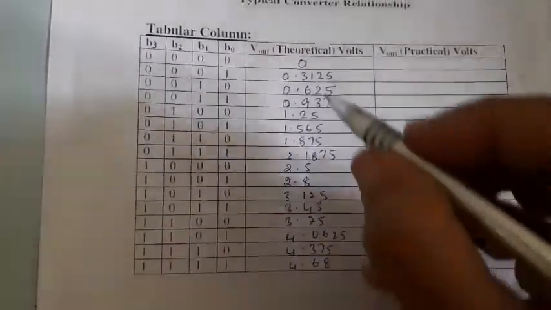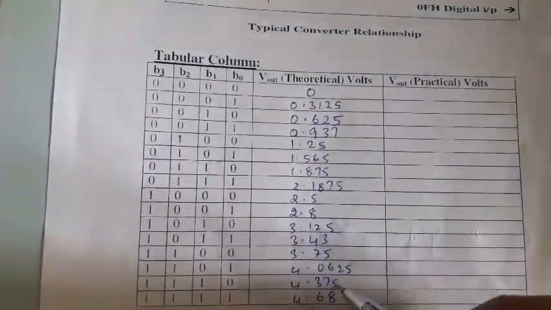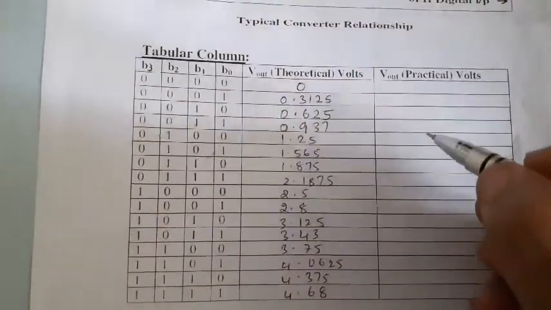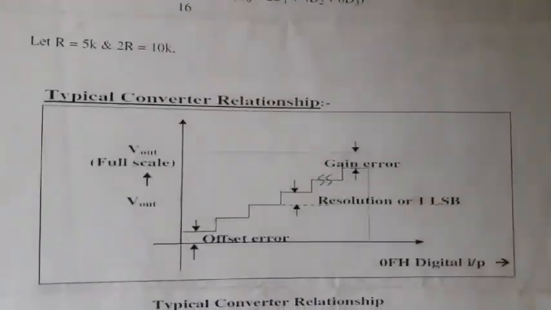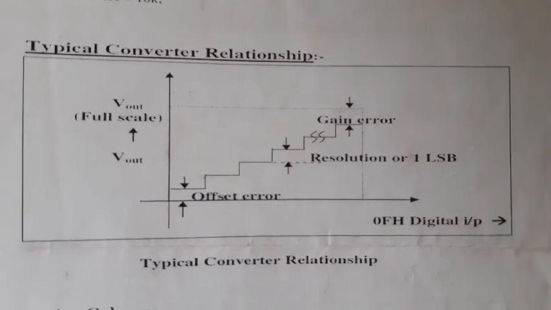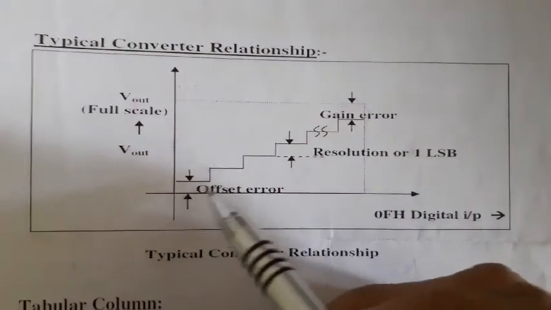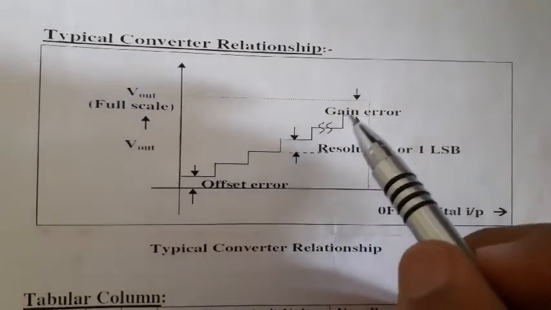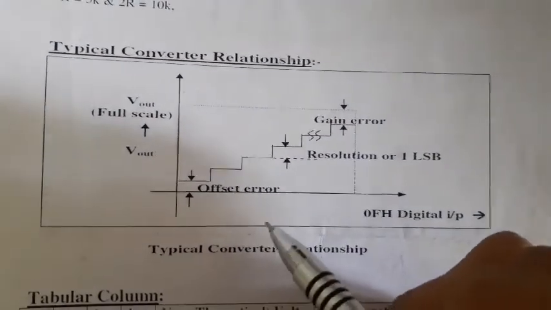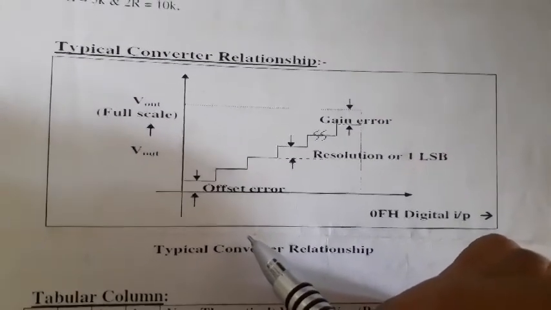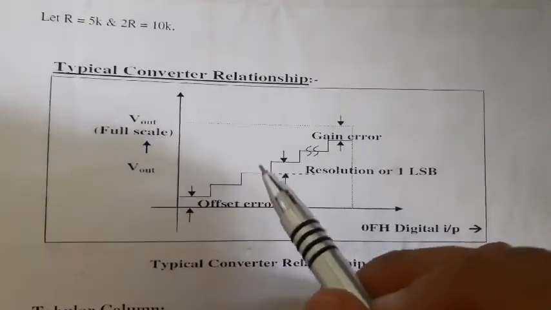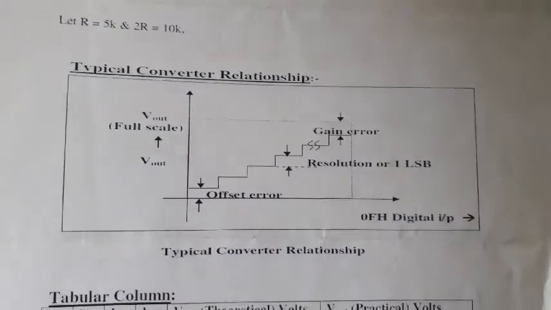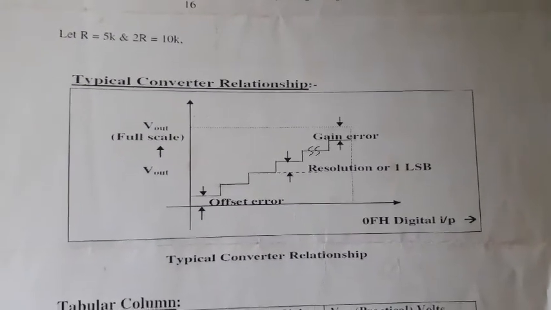Now you have to conduct your experiment so that you get your practical values and can have a comparison. Later you can prepare a graph which shows you a ladder diagram wherein your digital signals are being converted into analog voltage. We'll see its conduction.